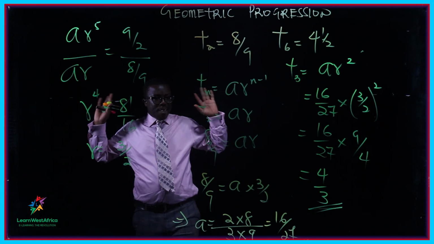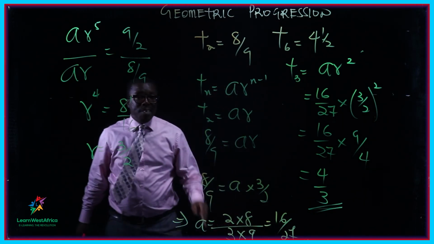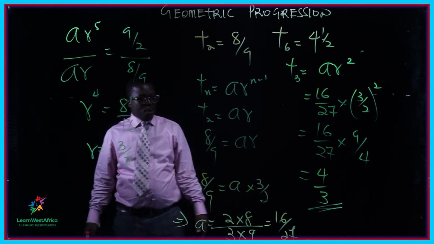Okay, so we've got everything covered. Our common ratio, 3 over 2. Our first term, 16 over 27. Then our third term is 4 over 3.